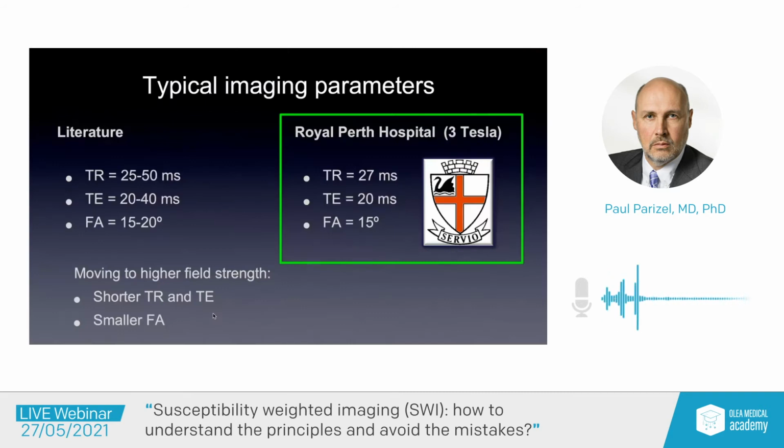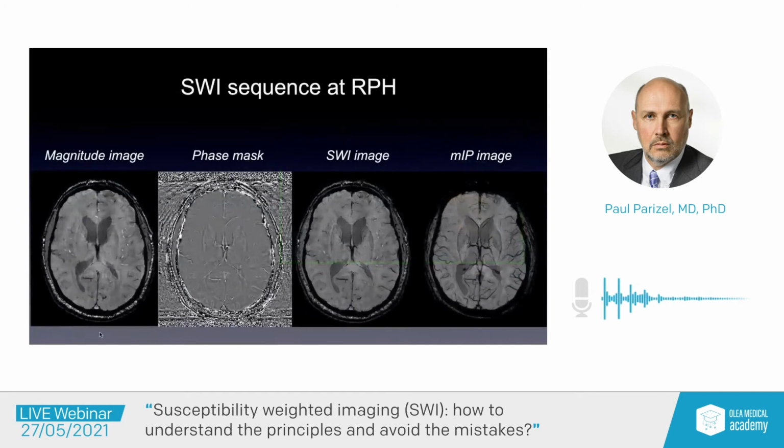These are the scan parameters that are given in the literature, and at the right, this is what we use at Royal Perth Hospital in Australia. So we use a TR of 27 milliseconds, a TE of 20 milliseconds, and a flip angle of 15 degrees. And we can do that because we're using a 3 Tesla. And higher field strength allows you to make a shorter TR and a shorter TE and a smaller flip angle. If you are working at 1.5 Tesla, you will probably need these values to be a little bit longer and the flip angle to be a little bit larger to get the signal to noise ratio that you need. And this is from our system, very similar to what I've shown you already.